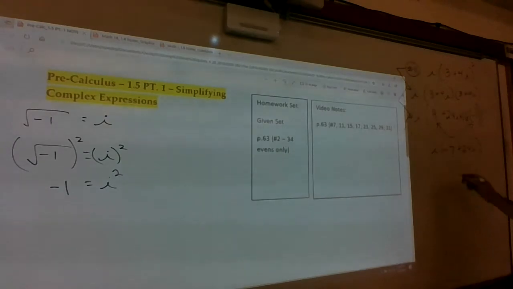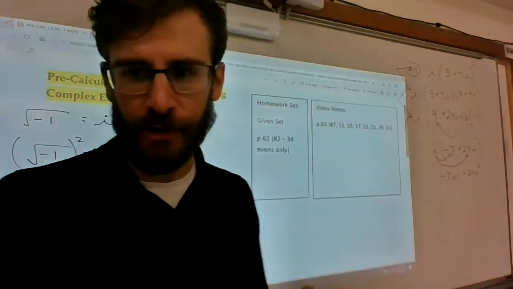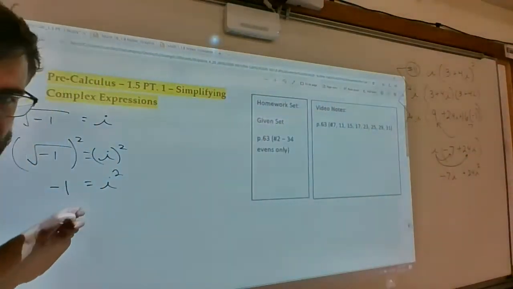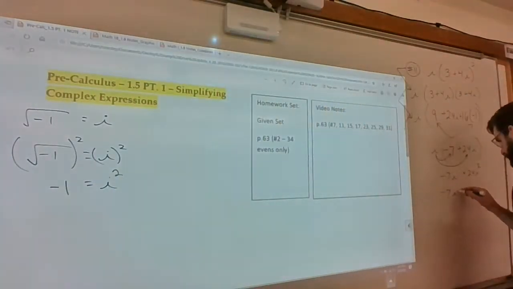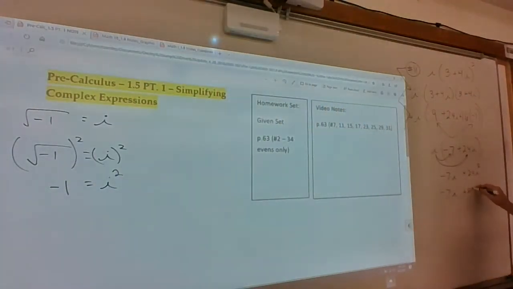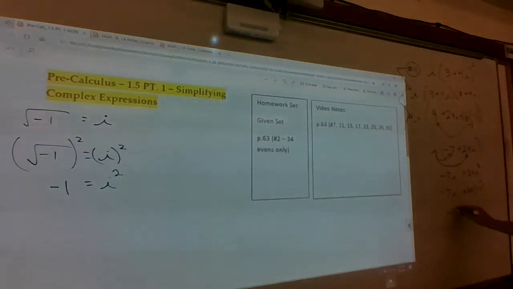Now you can distribute the i. Negative 7i plus 24i squared. And this is just like a continuous loop, right? You get an i squared, go back to the definition and say, I'm going to replace that with negative 1. So this will be negative 24 minus 7i.